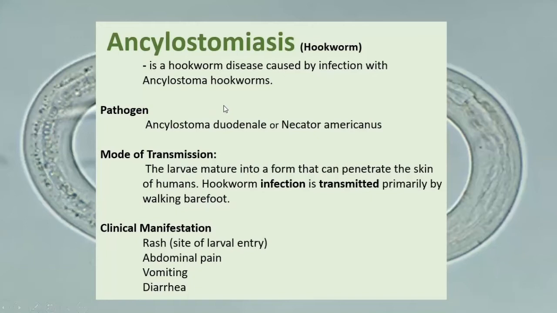Then the next is Ancylostomiasis, which is a hookworm disease caused by infection with Ancylostoma hookworms. The pathogen of this disease is Ancylostoma duodenale or Necator americanus. The mode of transmission is that the larva matures into a form that can penetrate the skin of humans. Hookworm infection is transmitted primarily by walking barefoot on contaminated soil, which the parasite invades, and it will penetrate through the skin.